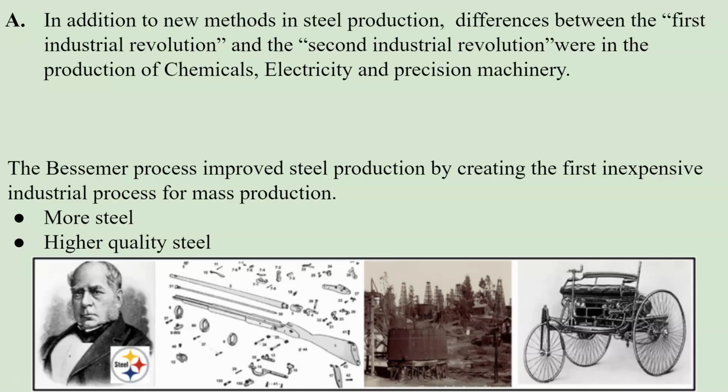In addition to the new methods of steel production, which came out of the Industrial Revolution and are all part of that, and it's a major piece of it, you had steel production in the first Industrial Revolution, but then the second round that comes in more towards the end of the 19th century, you begin to produce other industrial goods, chemicals.